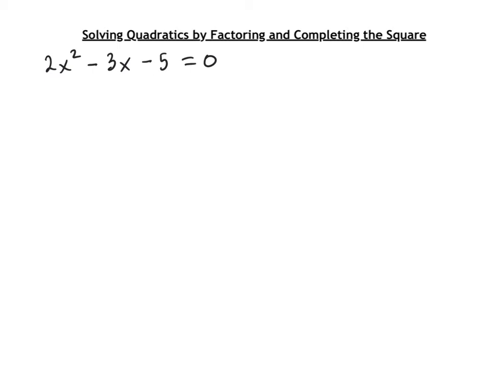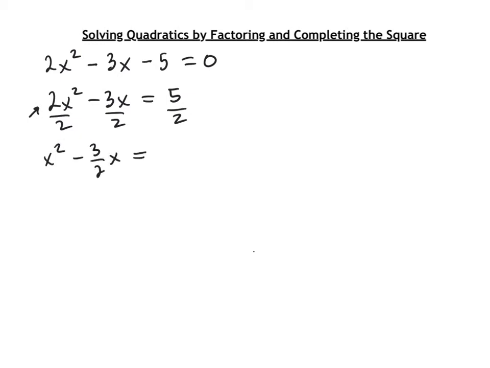I intentionally made this one messy just to show you what it looks like. The first thing we do is get the constant on the other side. Get the variables on one side by themselves. 2x squared minus 3x equals 5. The next thing we do is make sure the coefficient of your squared term is 1. Divide every term by 2. So that would be x squared minus 3 halves x equals 5 halves.